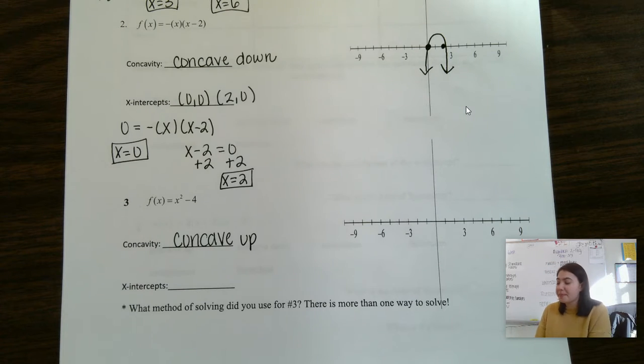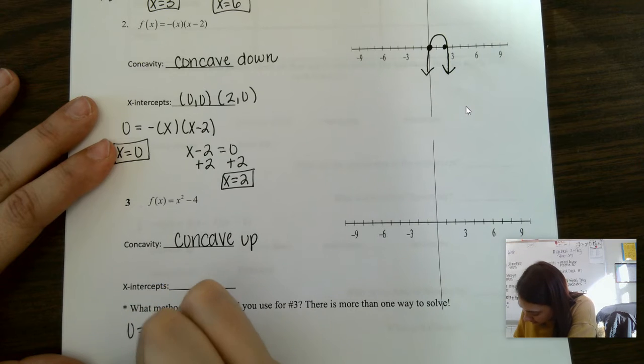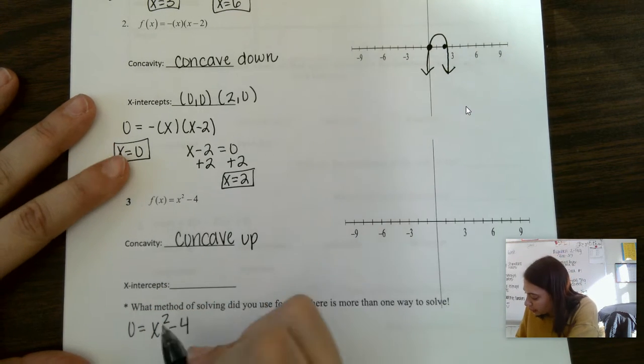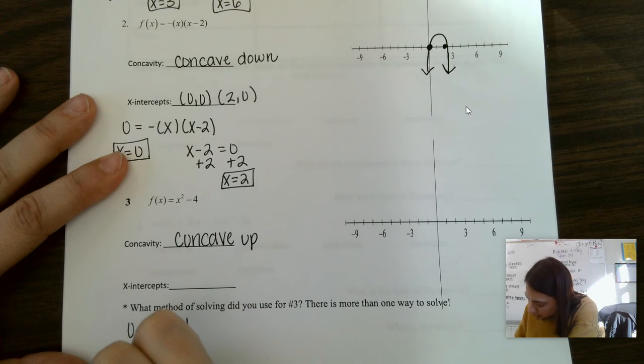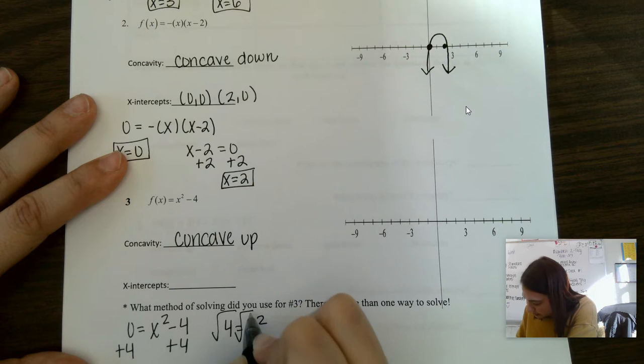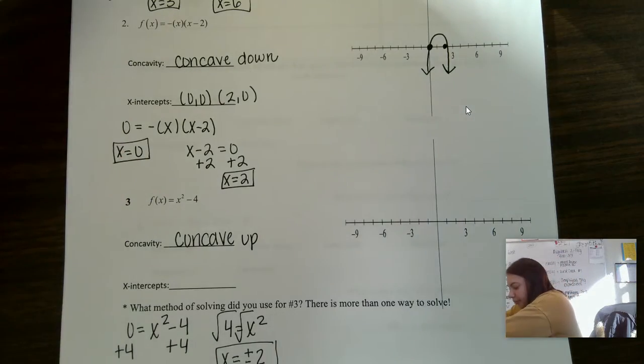Okay, welcome back. Hopefully, you know that if you set this equation equal to 0, x squared minus 4 is equal to 0, you could add 4 to both sides. We get that 4 is equal to x squared. We can go ahead and take the square root of both sides, and we get that x is equal to positive 2 and negative 2. x is equal to plus or minus 2.